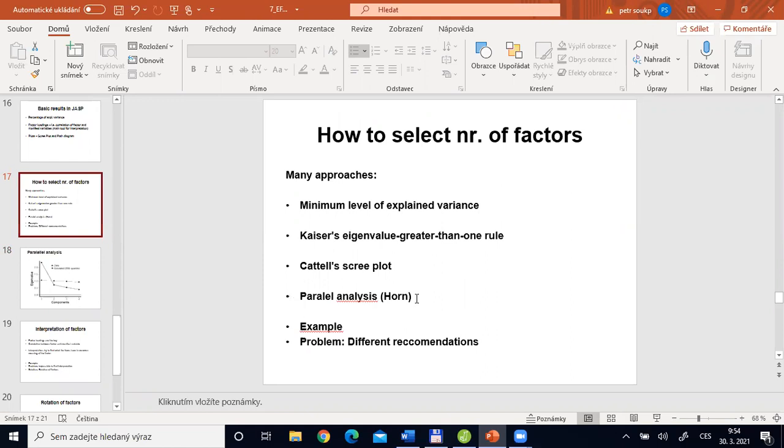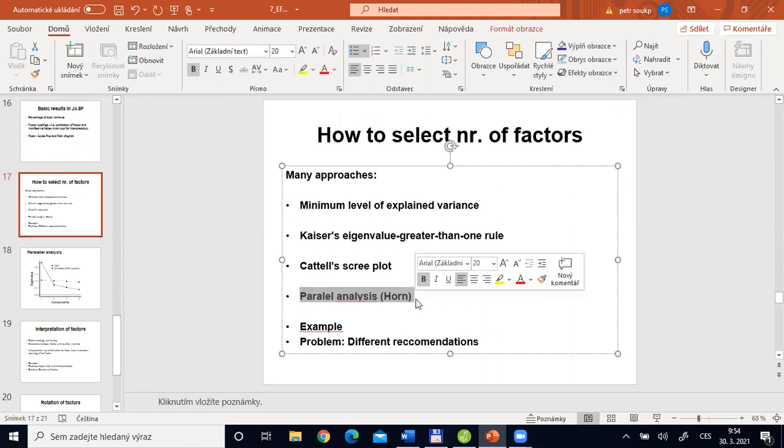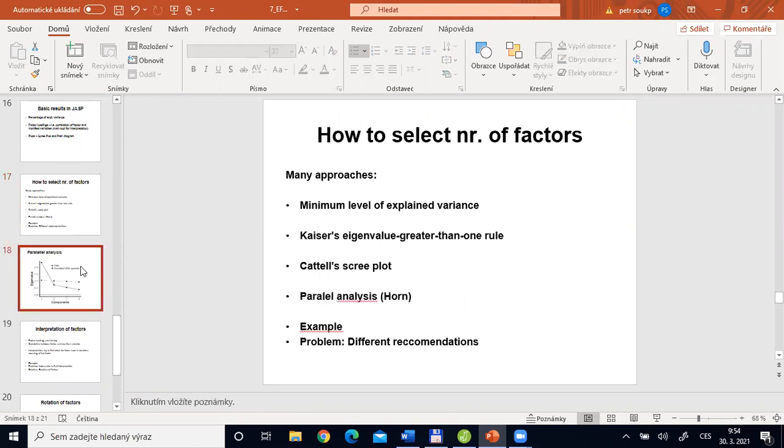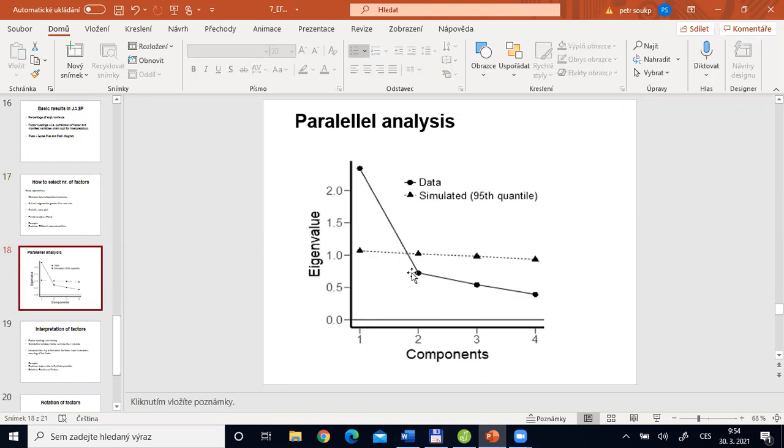And the last recommendation, which is maybe the best one according to data simulations, is the so-called parallel analysis, which was invented by Horn. The logic of this parallel analysis is the following. You take your real data eigenvalues, this solid line, and then you simulate data that are not related at all, randomly, and you prepare this simulation as this second line here. And if you take the intersection of these 2 lines, the number of factors is the number above this intersection.